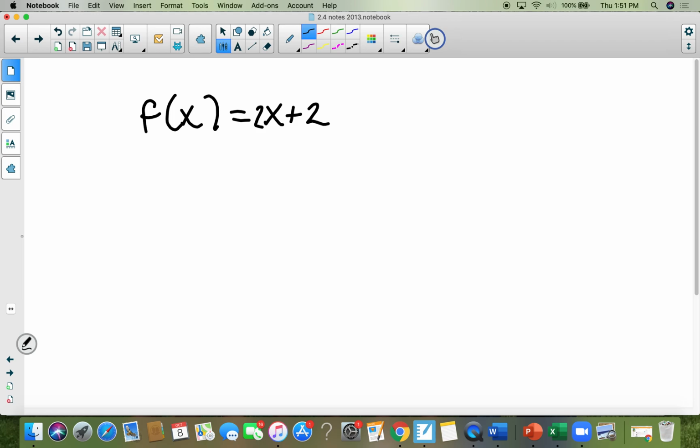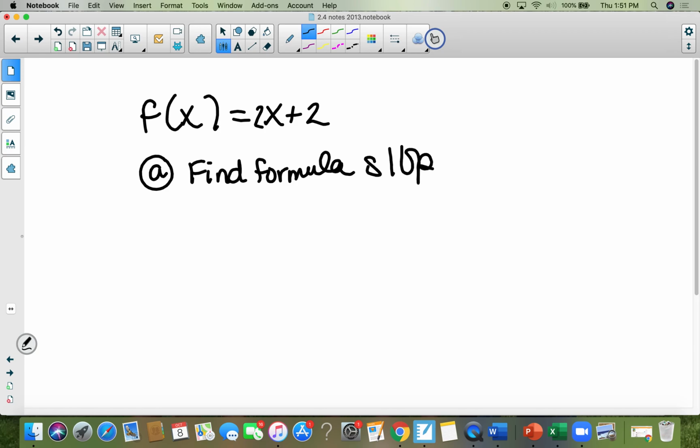f of x is equal to 2x plus 2. Find a formula for the slope at x equals a, and where a is equal to, I'll add to it when we get to it. Find a formula. That's really bad handwriting. Find a formula for the slope at x equals a, and I'll tell you what a is after I get done, because I just made this problem up.